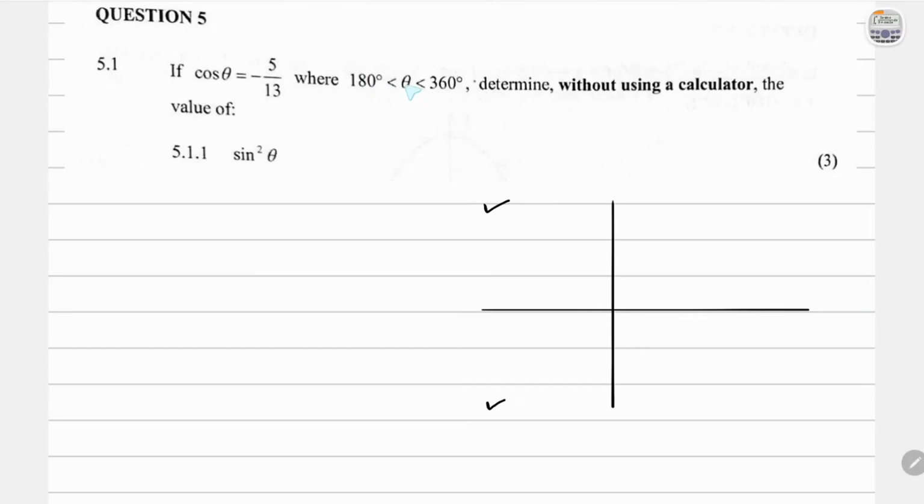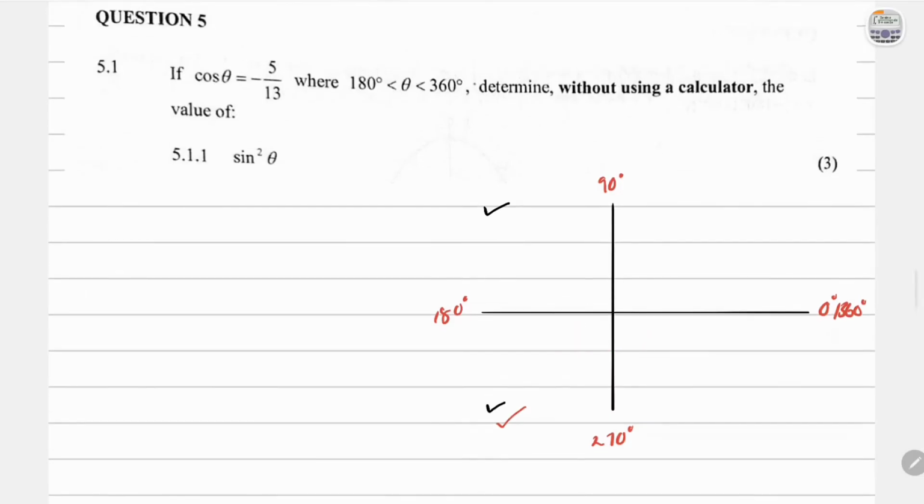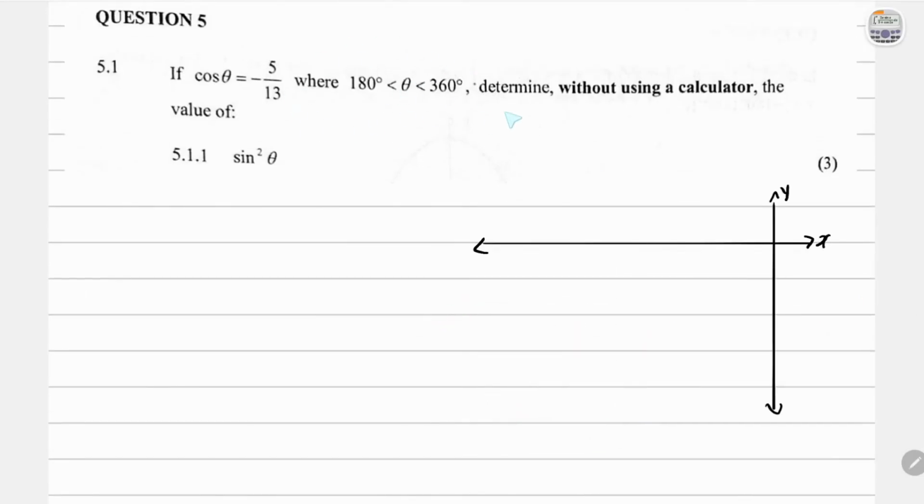But they say theta is greater than 180 degrees but less than 360 degrees. Remember that the angles go 0 degrees, 90, 180, 270, and then back at 360 when you go around. So from 180 to 360 would be measuring from here all the way to here, and that does not include this quadrant. So this is our quadrant, it's in tan's quadrant. Given those parameters, determine without a calculator the value of the first one that we have.